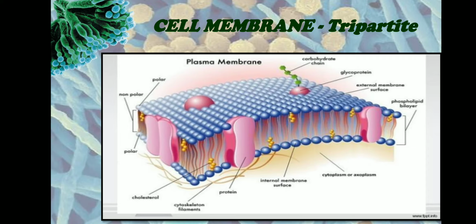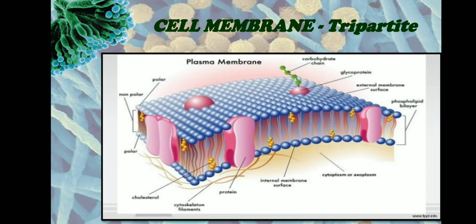Along with this phospholipid bilayer, in the cell membrane we also get to see certain proteins and sterols. These proteins could be integral proteins. The proteins that are embedded in between the phospholipid layer are called integral proteins. Some proteins are present on the surface of the cell membrane. We call them surface proteins. Along with this, we also have certain sterols present in the cell membrane. The sterol that is present in the cell membrane of fungi is called ergosterol.